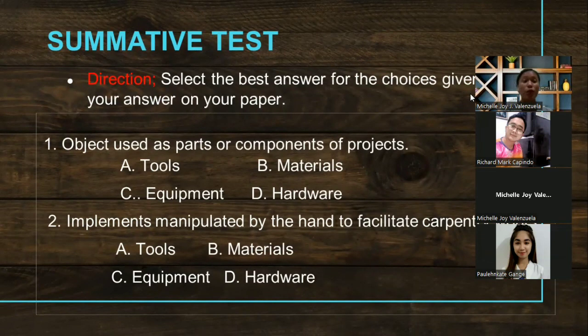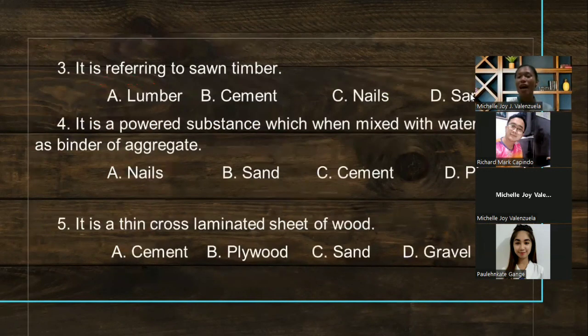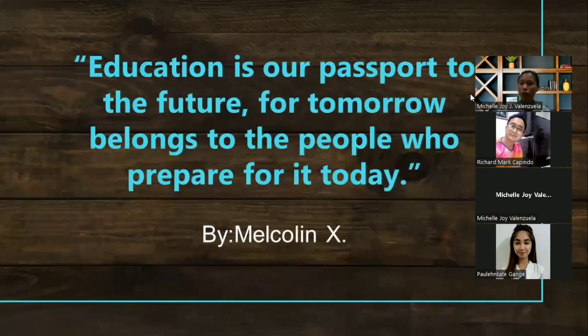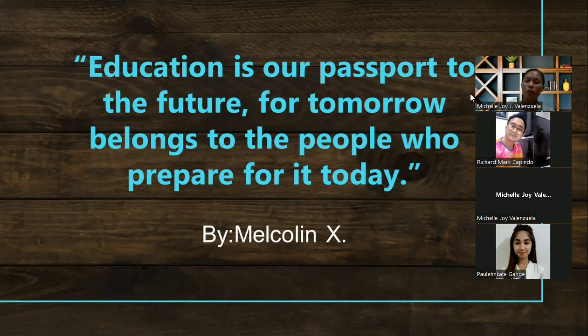Yes, okay. So I know that you could answer this because I believe in you that you can. Okay, so before we end our discussion, I will be leaving you a quotation saying that education is our passport in the future, for tomorrow belongs to the people who prepare for it today, by Malcolm X. Okay, so I hope this saying will touch your heart and will give you motivation to strive much harder so that in the future you will be gaining the success that you're aiming.